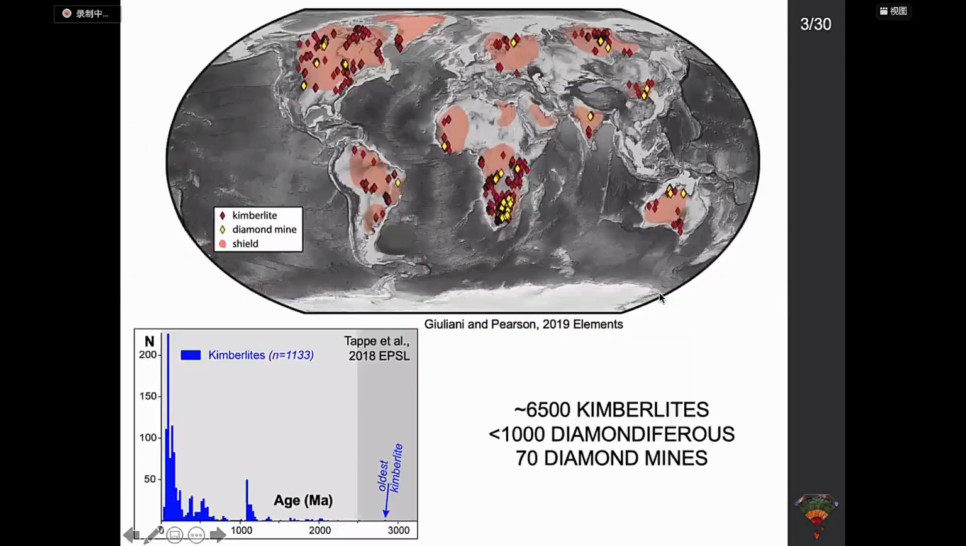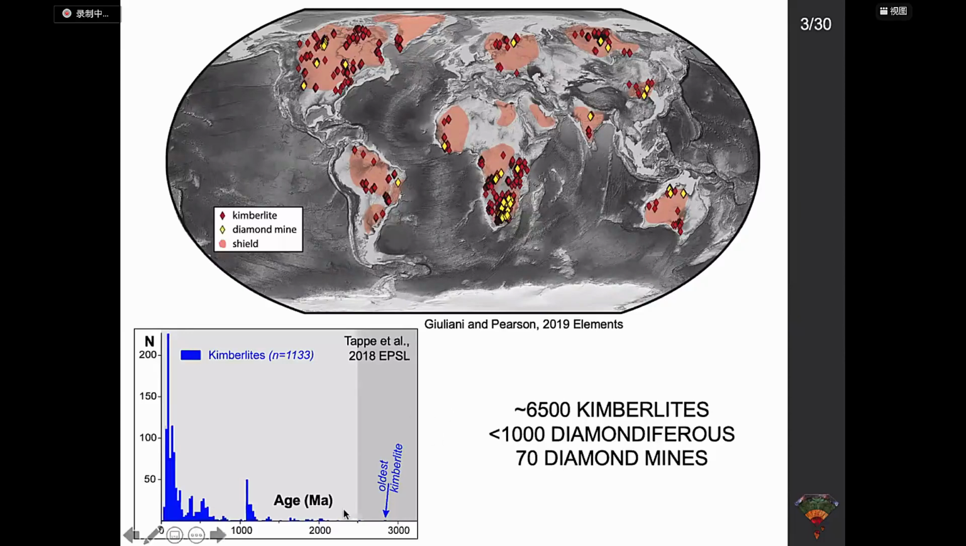So kimberlites occur on every continent of the world, as you can see in the map up here, where the salmon-colored fields represent continental shields. Kimberlites are reported as red diamonds, and the yellow diamonds represent kimberlites that were either formerly or are currently mined for diamonds.